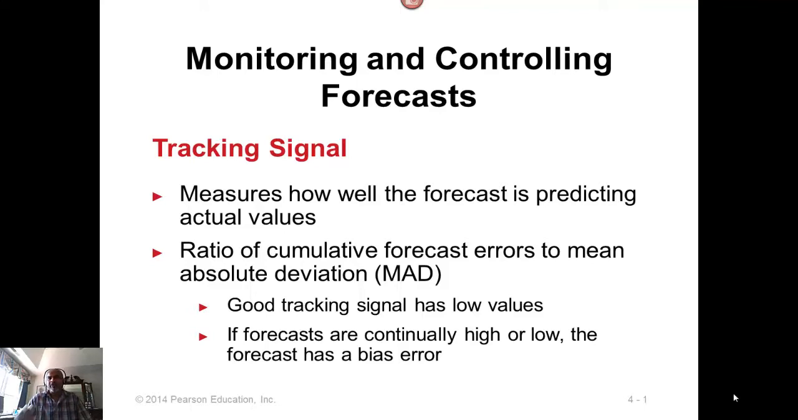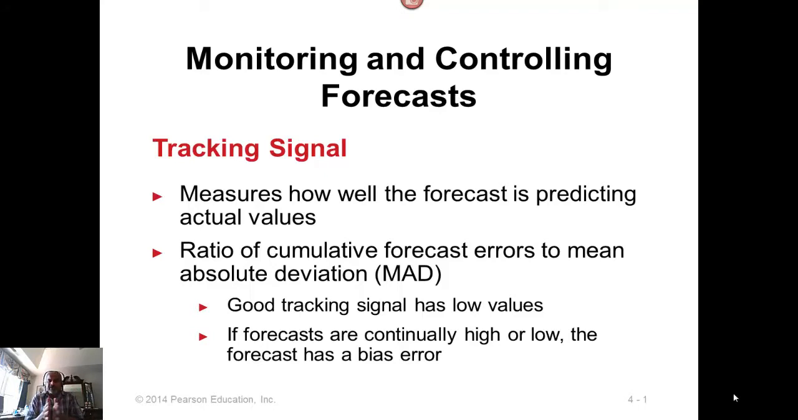So it's pretty much automatic at this point, but there must be some way of knowing if something goes wrong, so there can be an intervention and correction. So tracking signal is one of those automatic ways of telling whether the forecast is continuing to produce accurate forecasts. It is a ratio of cumulative forecast error divided by the running MAD, the MAD that gets updated every time period.